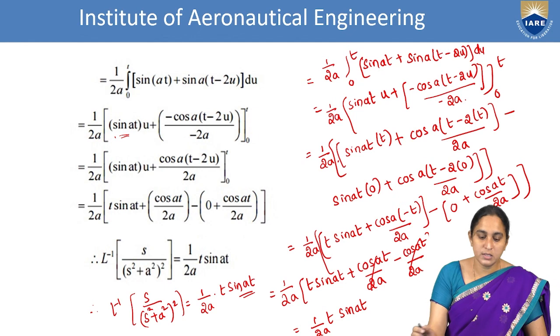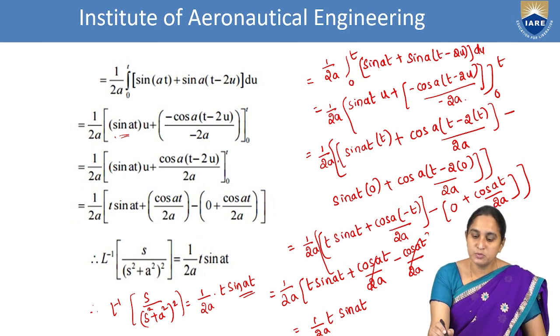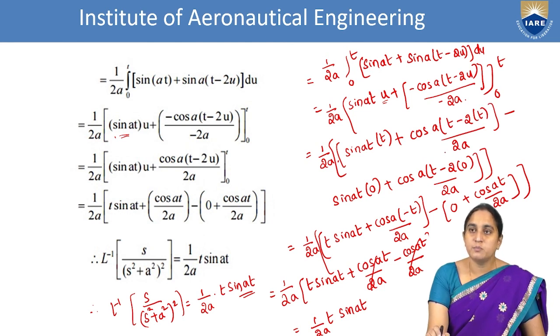Now, substitute the limits for that. That is 1 by 2a into sin at, upper limit as t. I am substituting in place of u as t, plus here minus into minus plus cos a of t minus 2 into upper limit for the u as t, divided by 2a, minus of here u lower limit as 0, that is sin at of in place of u, I am substituting 0, that is sin at of 0 plus cos a of t minus 2 of 0 by 2a.